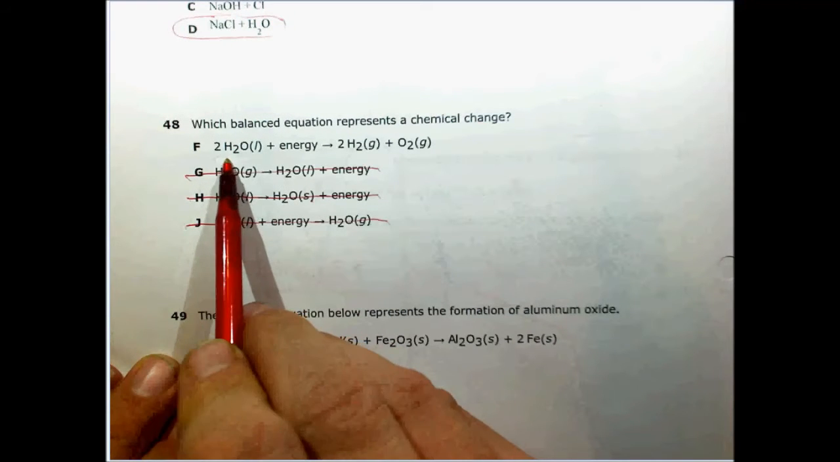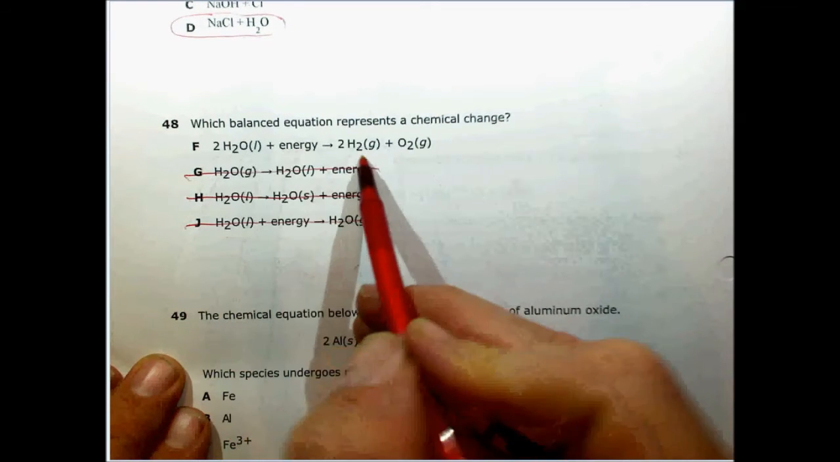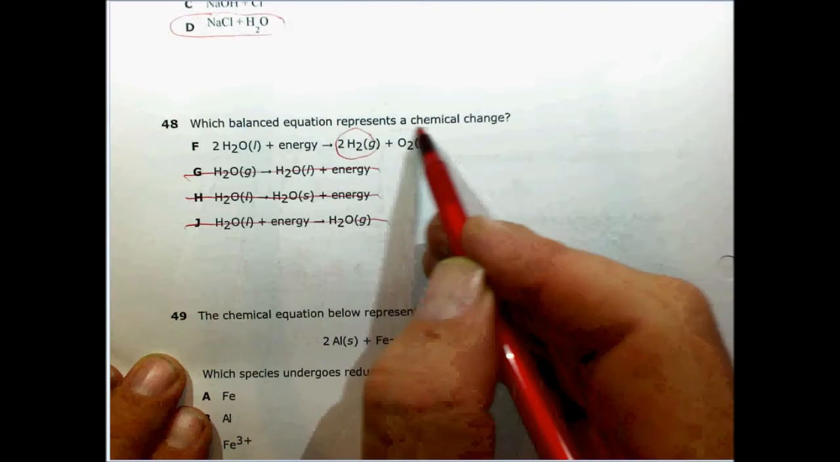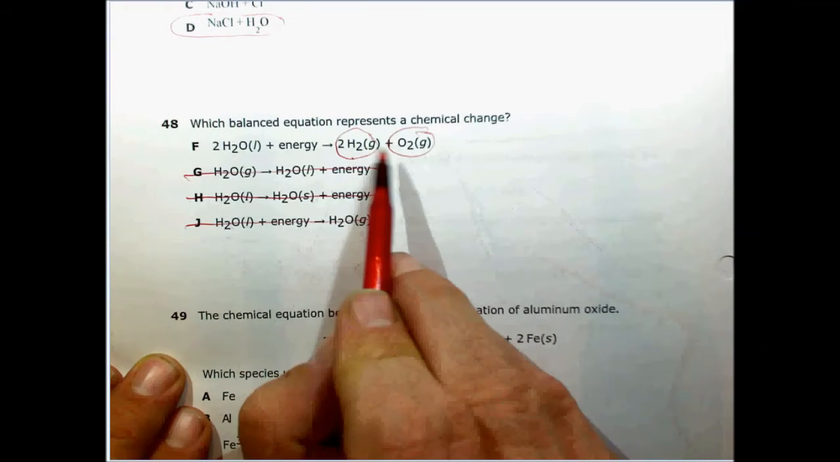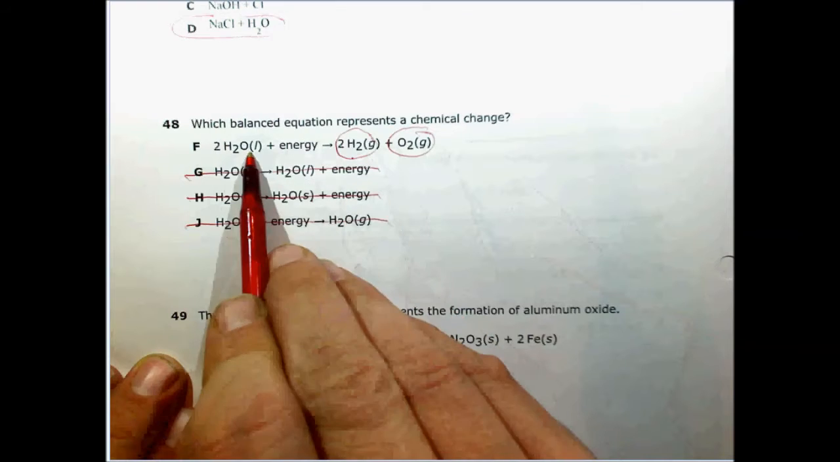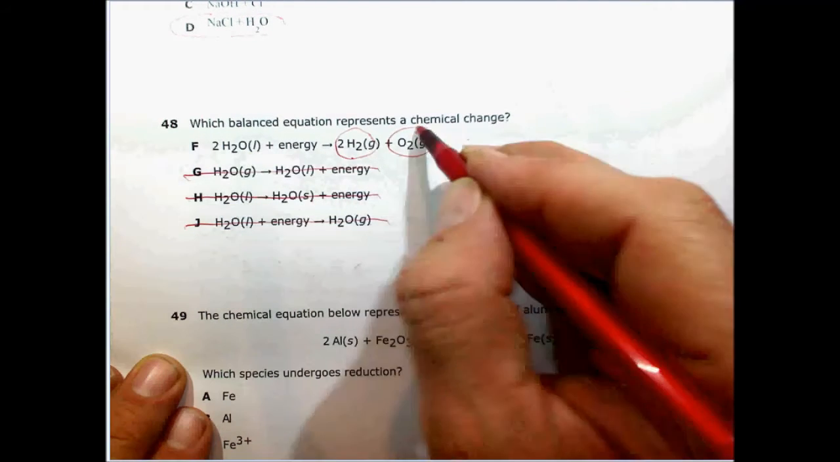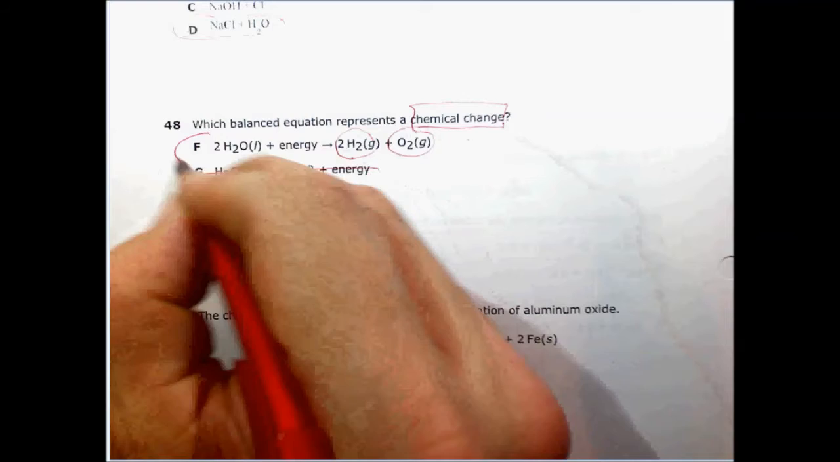Here, two water molecules plus some energy have broken down into hydrogen and oxygen. Two new substances that did not exist here. So this must be the chemical change. Correct answer is F.